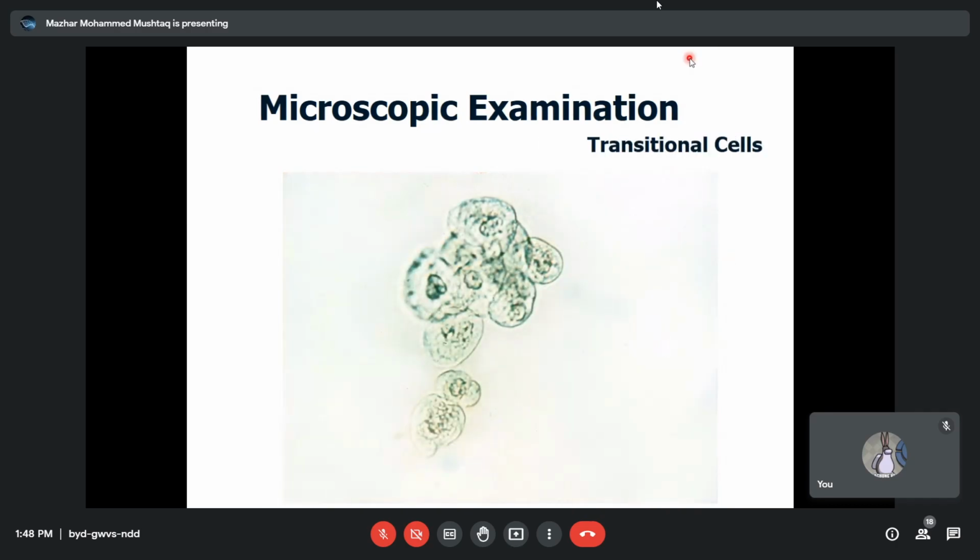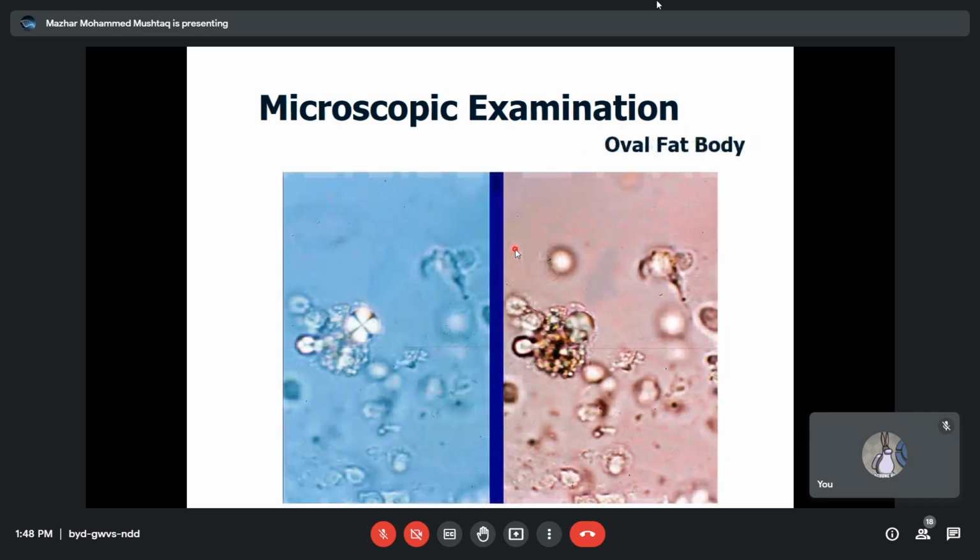Similarly, these are the transitional cells. These are the cells that change their shape depending upon the condition. For example, our urinary bladder has many transitional cells. Depending upon the stretch of the urinary bladder, the cell will change its shape. So this indicates that something is wrong in the urinary bladder if these cells are present in the urine in a large quantity.